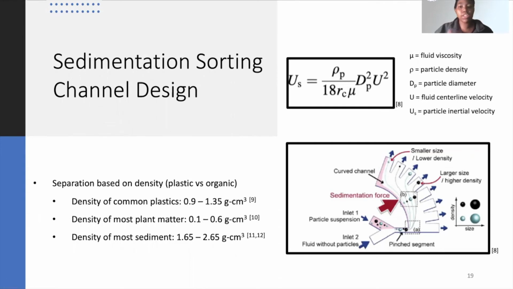So this is just a good way for us to sort. And as you can tell, we have different densities for plastics and plant matter as well. So this is also another good way for us to ensure that we are getting rid of some of the other particles that may not be microplastics within the sample.